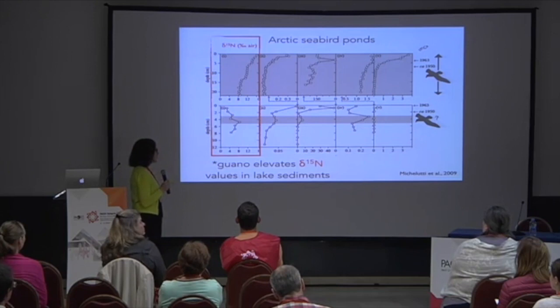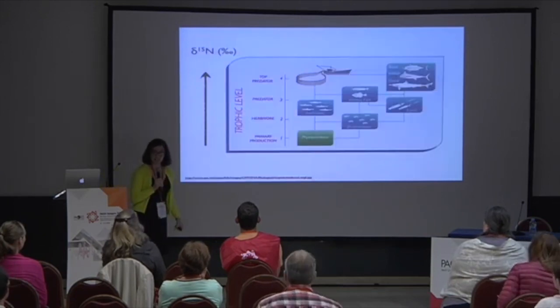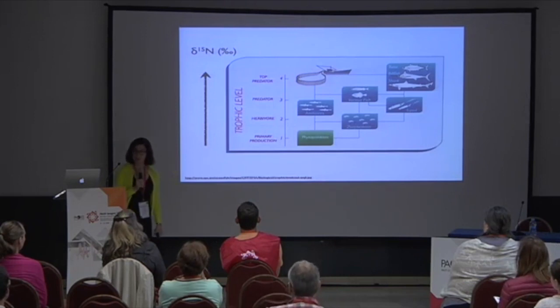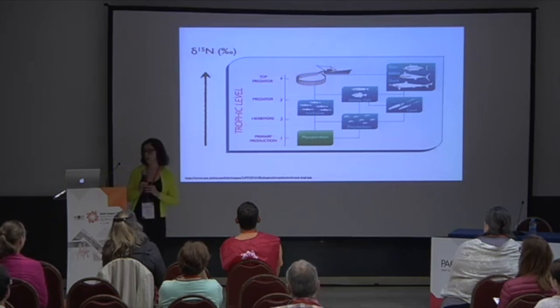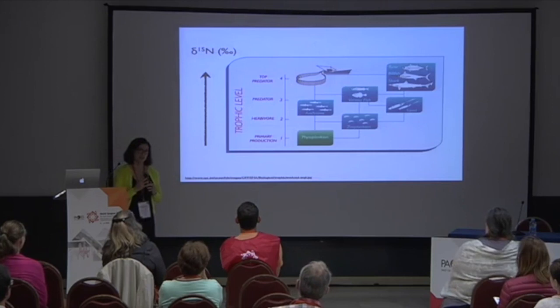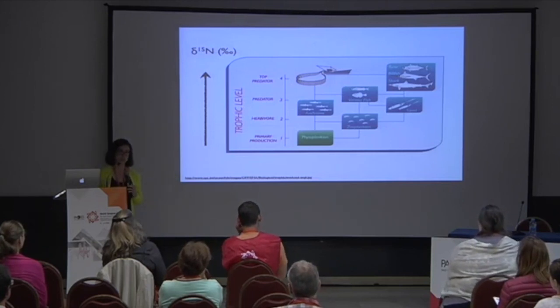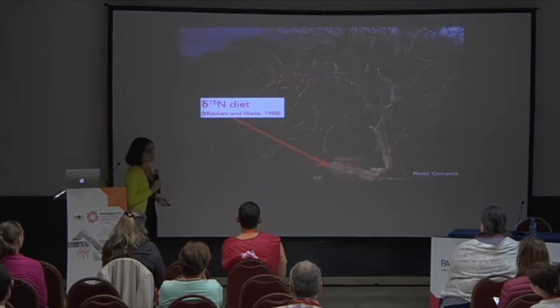And that's because, essentially, delta N15 scales with trophic levels. So you are what you eat plus 3 to 5 per mil. And our seabirds are our top predators. They're sitting at the top of the food web here. All right, and so their guano is enriched in this heavier isotope of nitrogen, and that's making its way into the lake system. And so what should we expect for these guano delta N15 values?